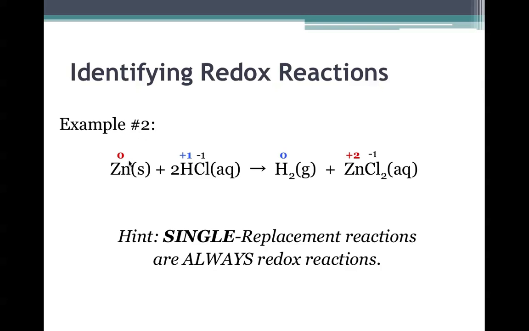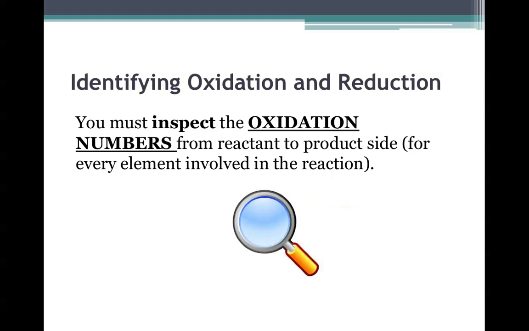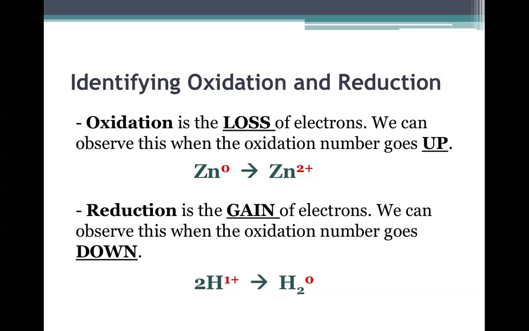We have Zn going from 0 to +2, and we have hydrogen going from +1 to 0. So there's a change in oxidation numbers. This is a redox reaction. A reaction is redox if oxidation numbers change for two elements within a reaction. And again, we have to inspect the oxidation numbers to decide what's occurring.